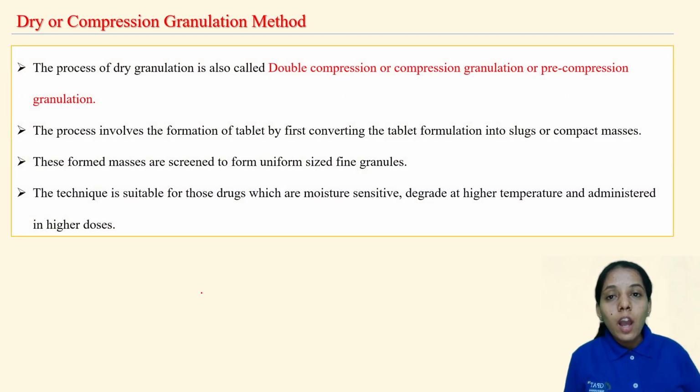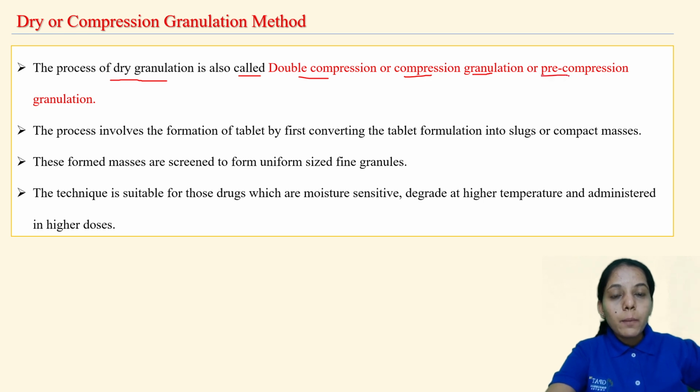Next is the dry or compression granulation method. So see, the process of dry granulation is also called double compression. Remember the alternative names. Wherever these alternative names come, remember them. The process of dry granulation is also called double compression or compression granulation, or it is also known as pre-compression. Remember, double compression is the same as compression granulation or pre-compression granulation.